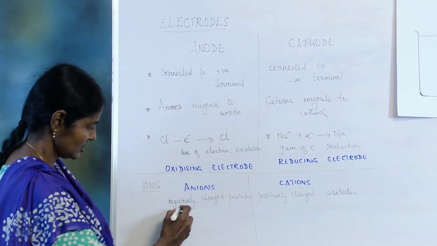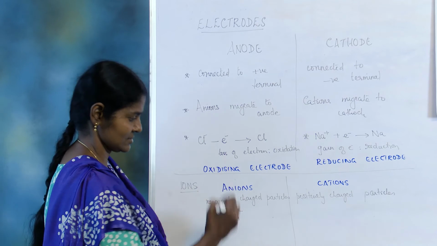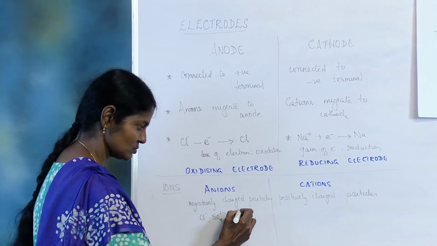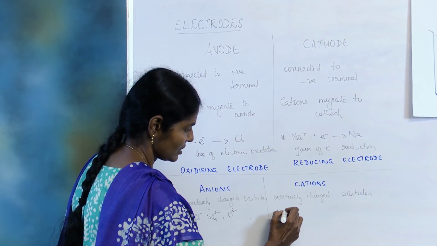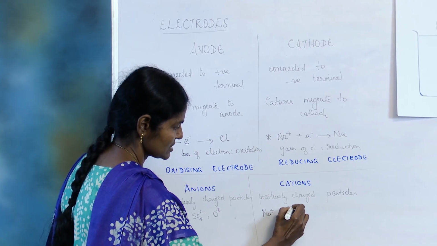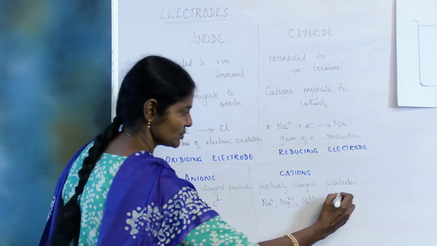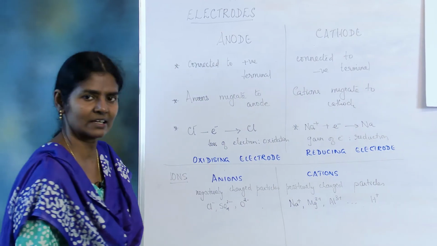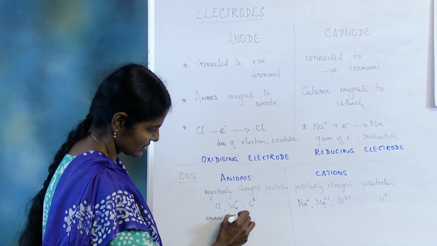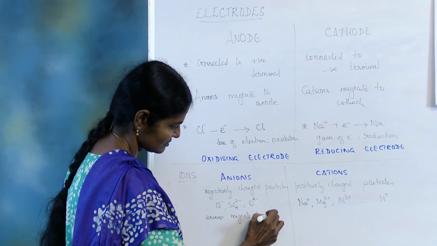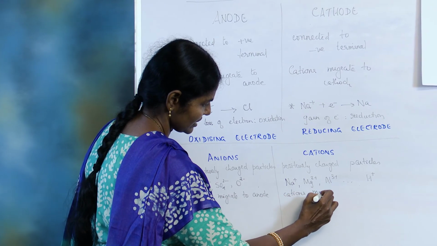Okay, example, we can have Cl minus, SO4 2 minus, O 2 minus. These are all examples of anions. When you come to cations, all metals and hydrogen, so Na plus, Mg2 plus, Al3 plus, and so on. All these are cations. Of course, we also have hydrogen as a cation. Okay. Now, where do these migrate? Anions migrate to anode. Cations migrate to cathode.